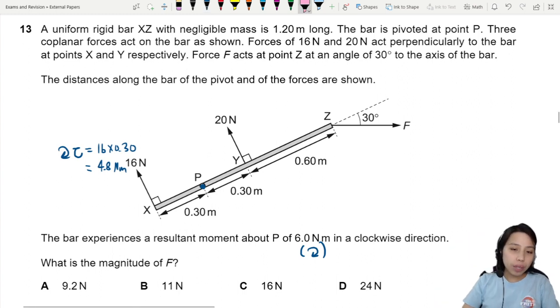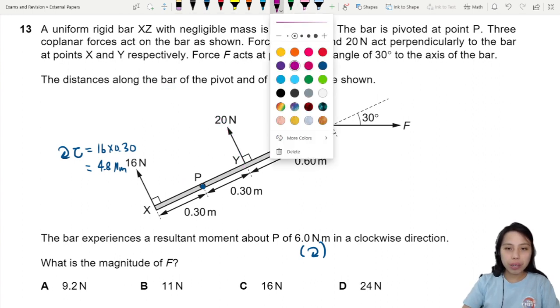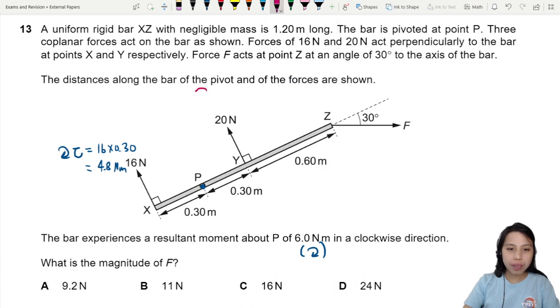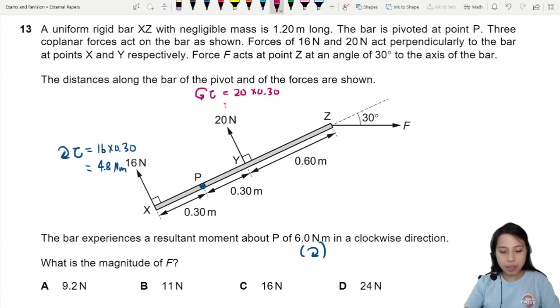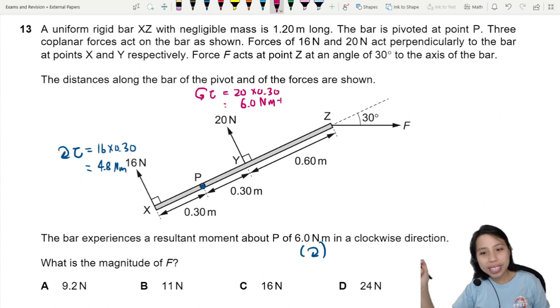Next, you have the 20 Newton. Remember, everything is rotating around the pivot point. So this will try to pull and fight the other force. It is going anti-clockwise. So I'll put a note, let's make it pinkish. Anti-clockwise torque, 20 times 0.3. That value will be 6.0 Newton meter. And then we have force F, which we do not know what it is.